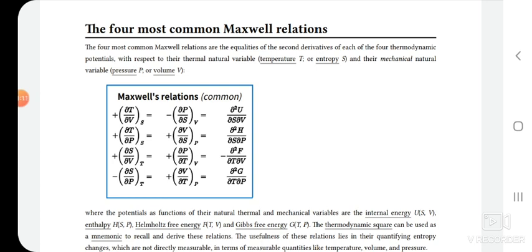It is seen that for every thermodynamic potential there will be n into n minus 1 divided by 2 possible Maxwell relations, where n is nothing but the number of natural variables for that potential.